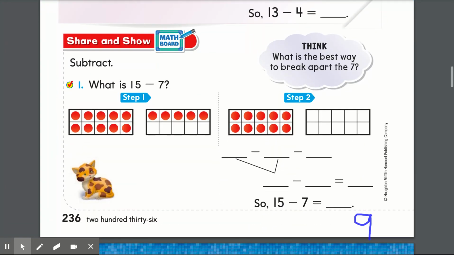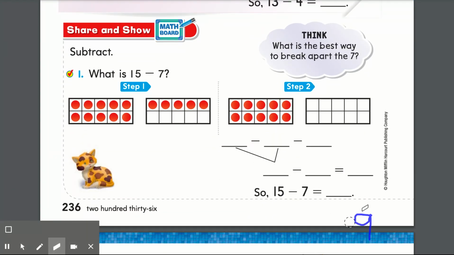Okay, let's go to one down here. Okay, we're on number 1 at the bottom of page 236, so you can follow along as we go. It says, what is 15 minus 7? 15 minus 7. So notice they put 15 red counters on the 10 frames. Full 10 frame, 10, 11, 12, 13, 14, 15.